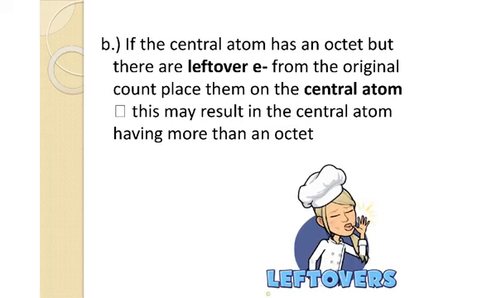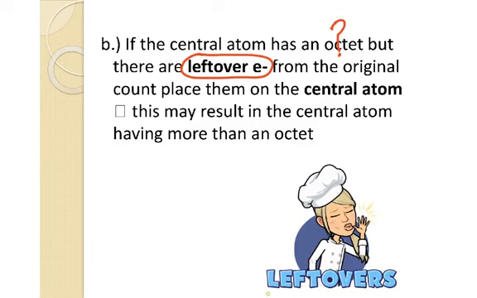Type B is if the central atom has an octet, but there are leftover electrons. And in fact, you don't actually have to have an octet here. I'm just going to put this as a question mark for octet because it could have an octet or it might not have an octet. But the key for a type B is you have leftover electrons. Leftovers means your original count in step 1 has a higher number of electrons than your picture. So let's say your picture has 40 electrons, but in step 1 you counted that you should have 42 electrons. That means you have extra electrons or leftover electrons in your count.